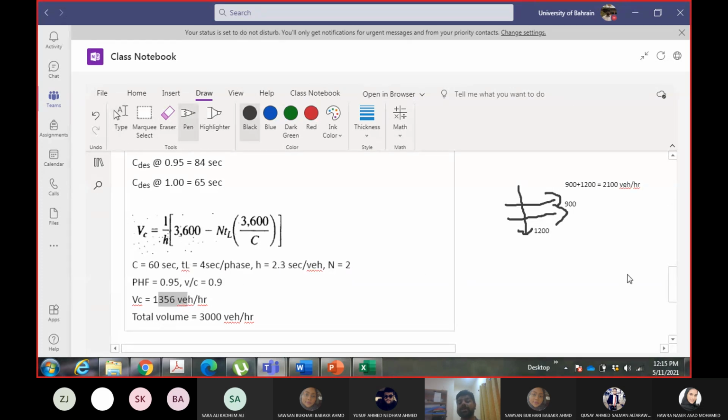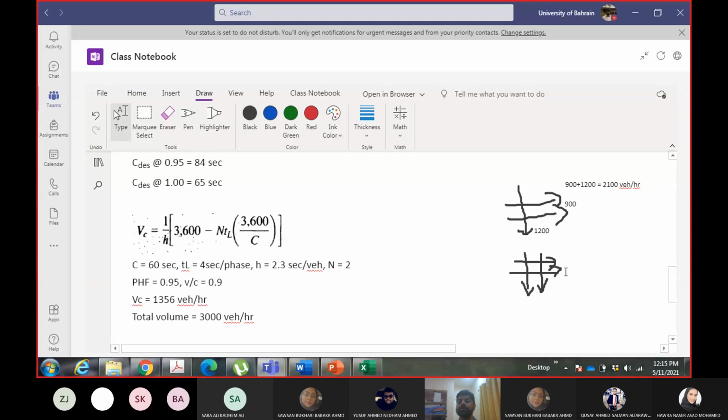So I should increase more lanes now. Where should I increase the lanes? Where I have more flow per lane, I will increase the lanes. In the east-west direction, the volume is now 900. In the north-south direction, the volume is 1200. So I will increase the lane in the north-south direction. So now I have 2 lanes here, and I will keep 2 lanes here as well.